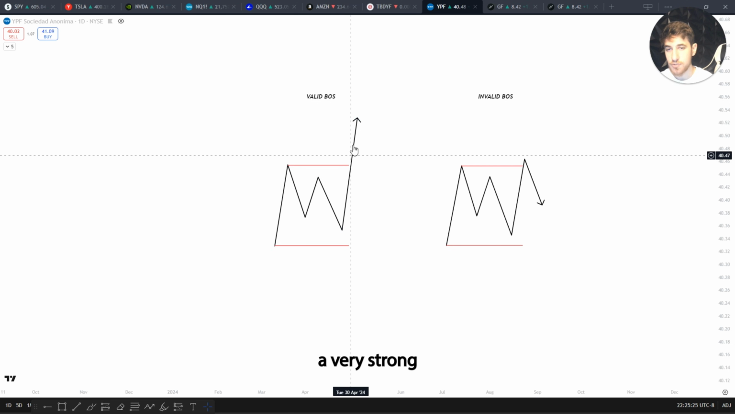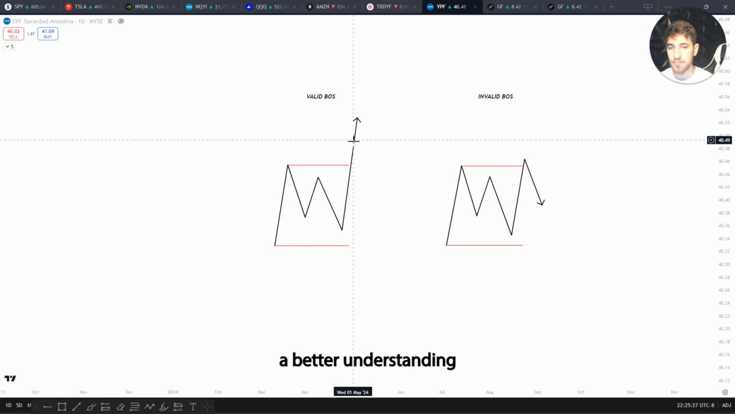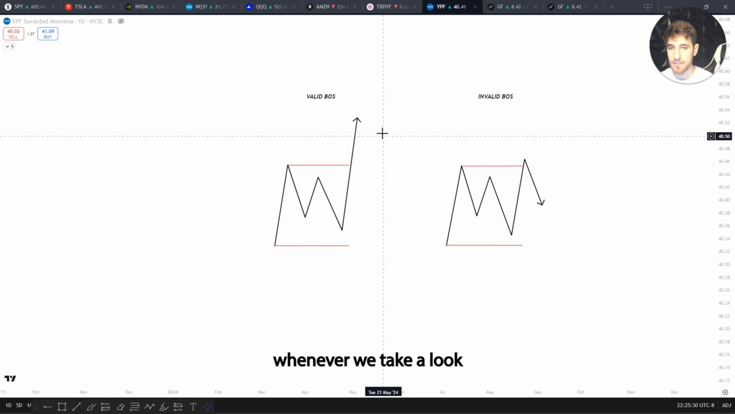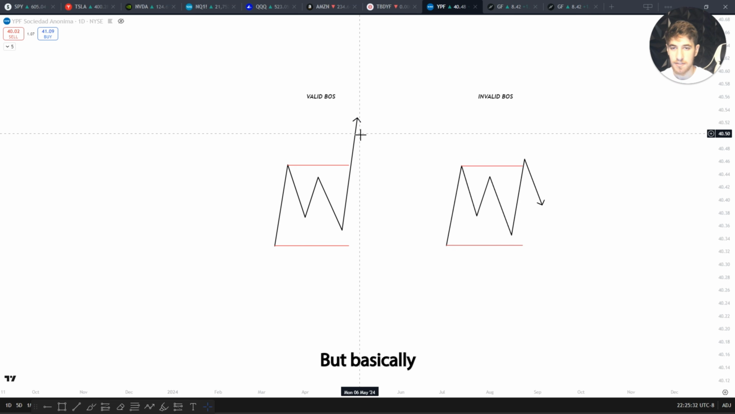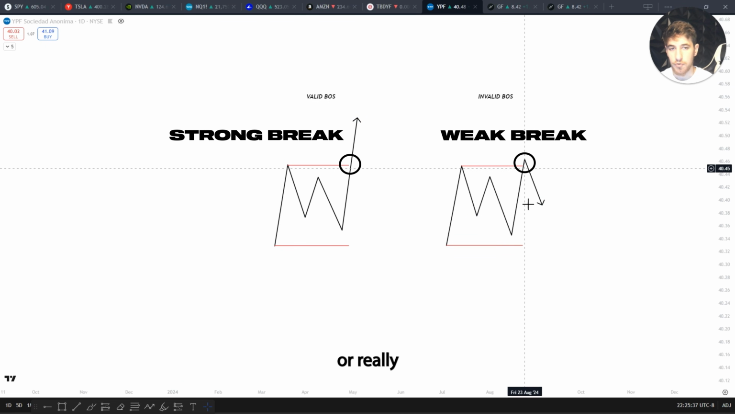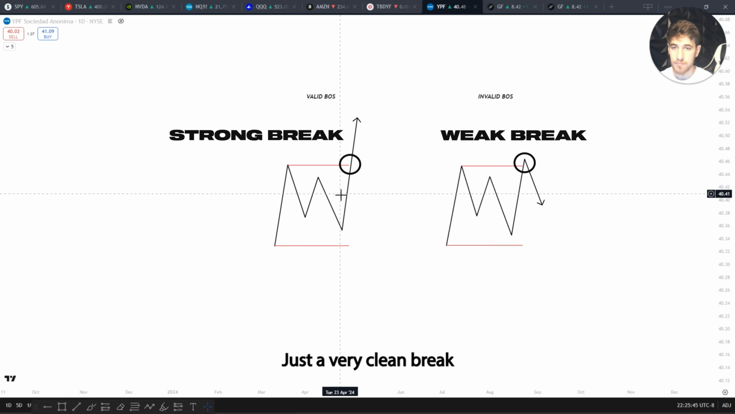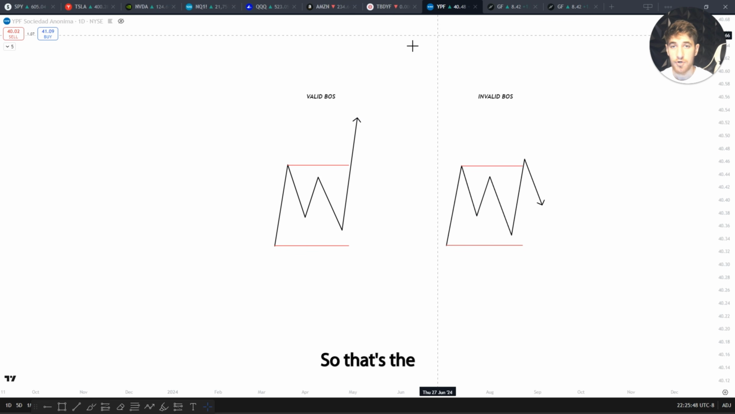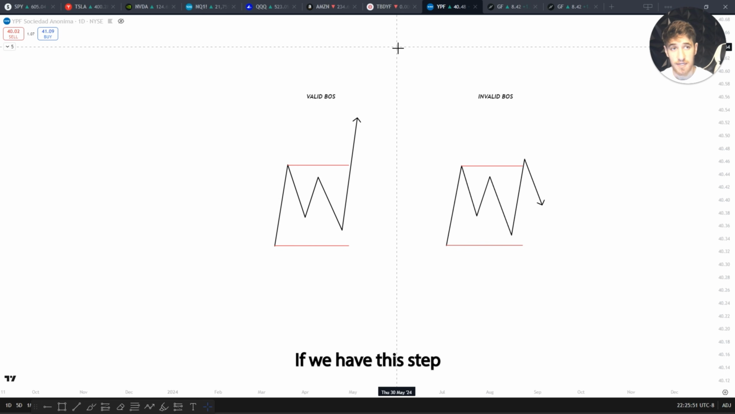We want to see a very strong, clear break, and you guys will get a better understanding of what I'm saying with this whenever you take a look at it in a second. But basically, strong break is a very good sign. A weak break like this where we can't hold or really get a strong break above any key level, we're not interested in that at all. So that is step number 1. Very simple, just a very clean break, okay? So that's the break of structure. If we have this step, then we can move on to our second step of the model.